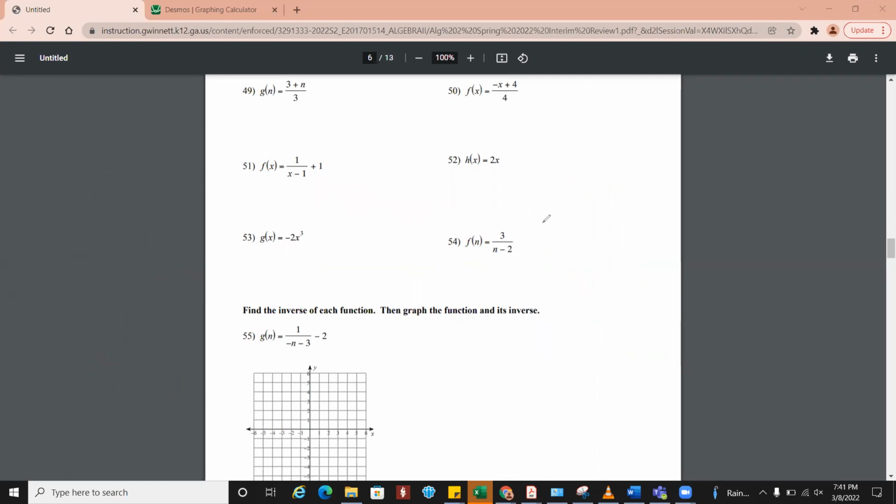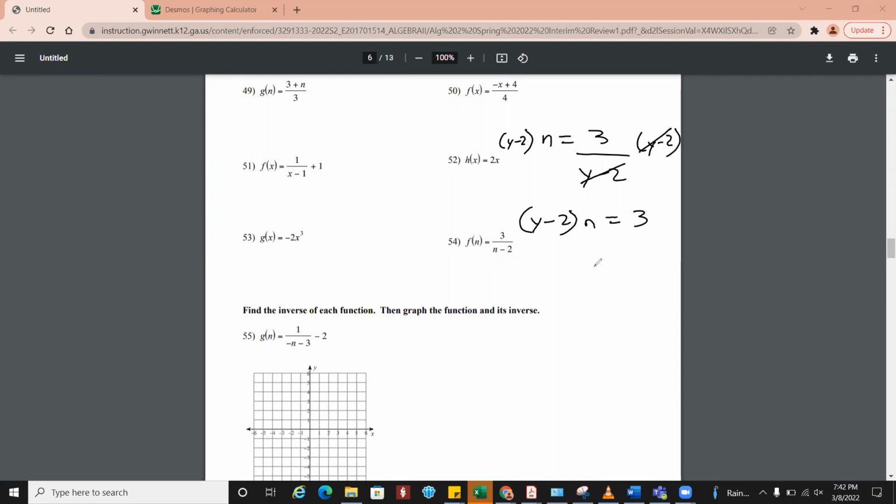Okay, so on 54, we're going to switch our n and our y. So this is going to be n equals 3 divided by y minus 2. We want that y minus 2 out from the denominator, and we want y by itself. So we're going to multiply by y minus 2 on both sides. And so these would cancel. Okay, so I've got y minus 2 times n equals 3.